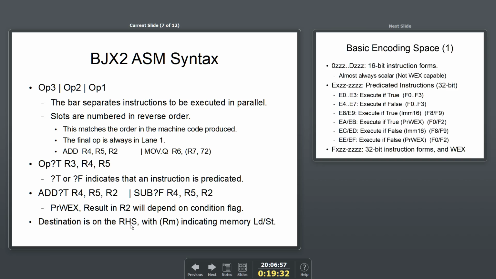So the destination is on the right hand side, and this notation, with parentheses, indicates memory operands. But as noted, it's only for loads and stores because BJX2 is a load store instruction set. So yeah, it's not like x86 or anything, where you can just reference memory on something like an add or similar. It's just loads or stores, but parentheses will indicate memory operands. And on the right hand side, that's basically similar to the AT&T syntax that GAS uses, or so on.